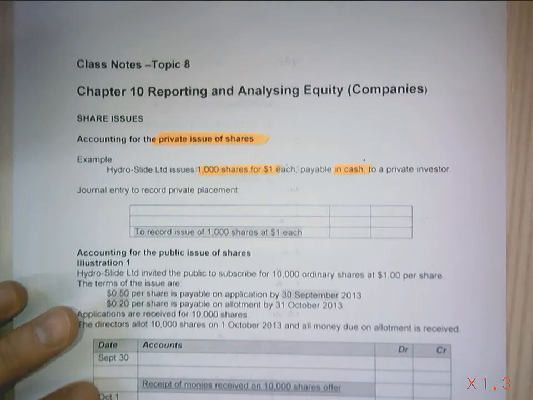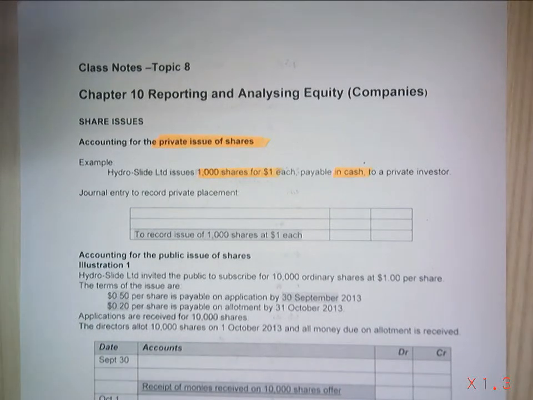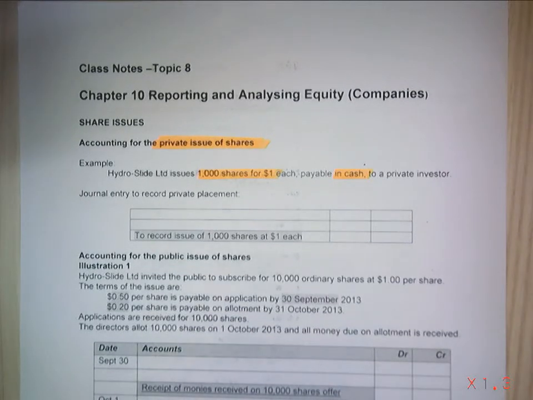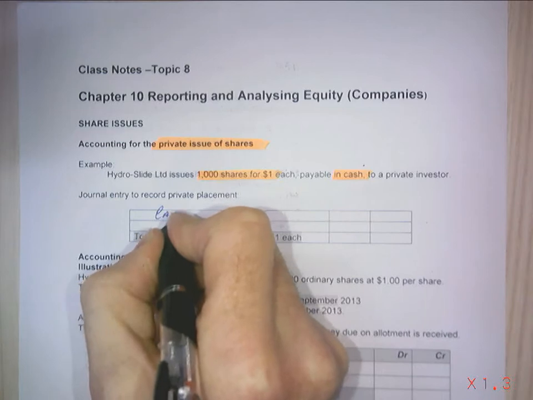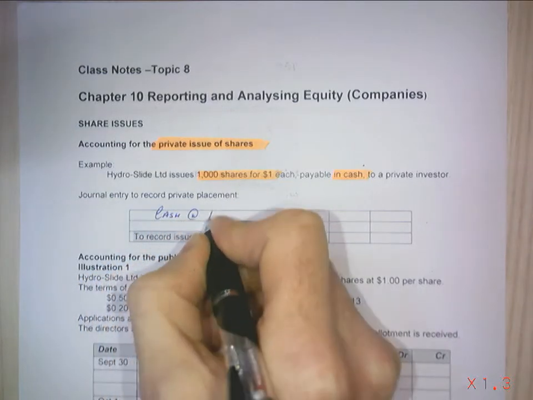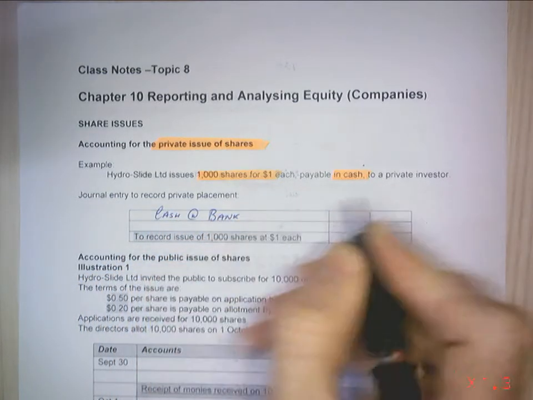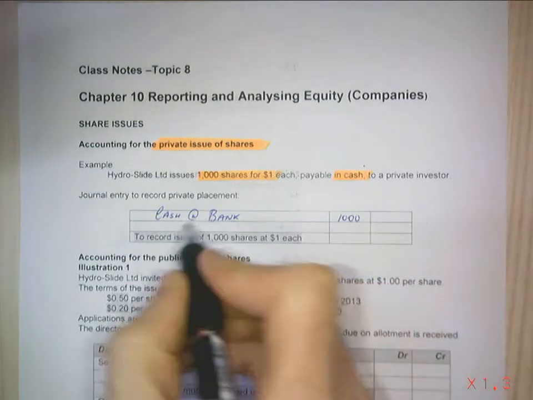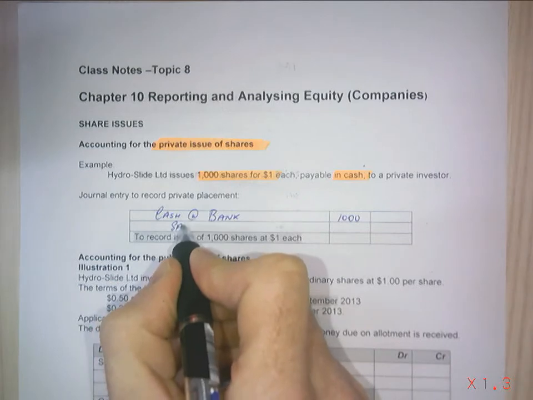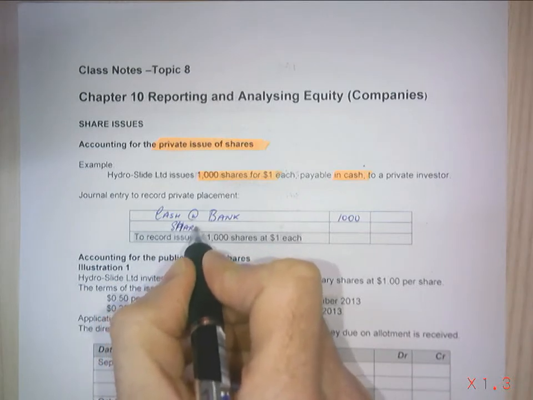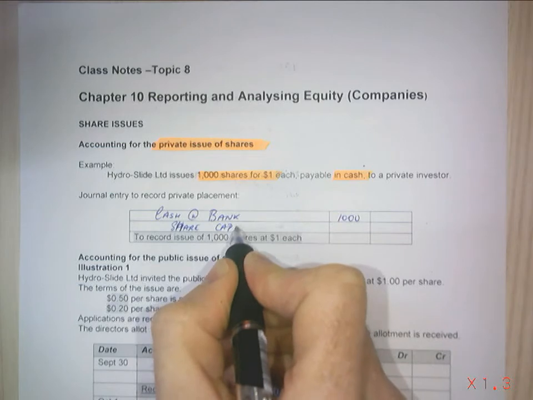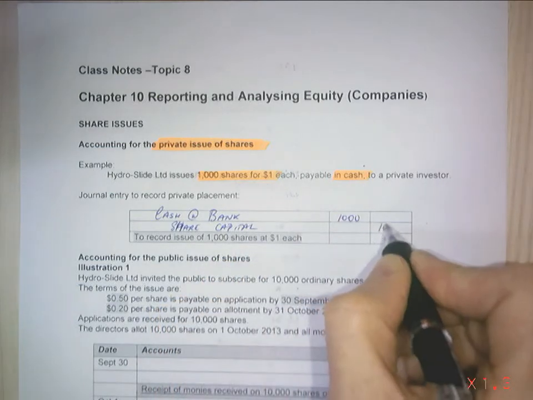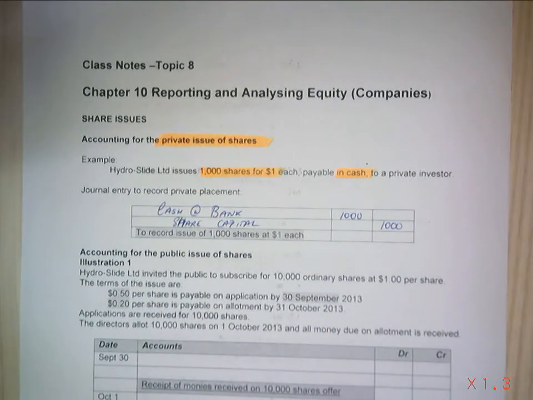And they exchange shares for cash. So what we're going to do here is we're going to exchange $1,000 worth of shares for cash, and the journal entry to recognise that is rather simple. Cash at bank, 1,000, and share capital, for 1,000. All right.